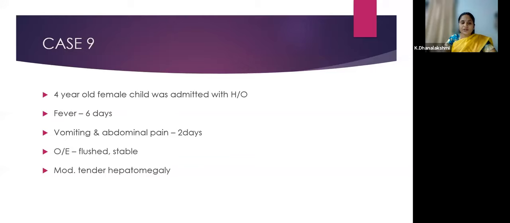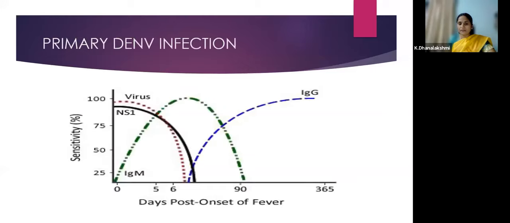In that scenario, if you order an NS1, it is going to come in 2 hours time. If the NS1 is positive, then we are very sure. NS1 is an antigen-based, non-structural protein, so it is an antigen-based test. It is positive from day 1 of illness. In fact, it can be positive even up to 10 to 17 days, they say. But the sensitivity decreases after 1 week. So usually in the first 5 days, we can order an NS1.